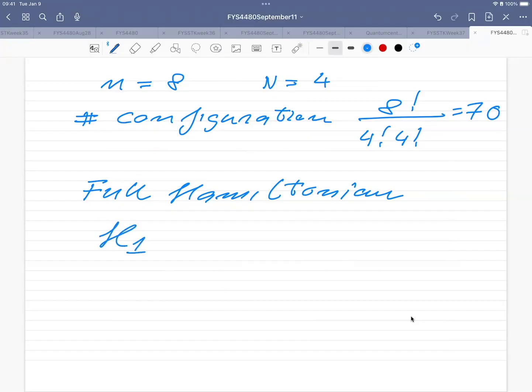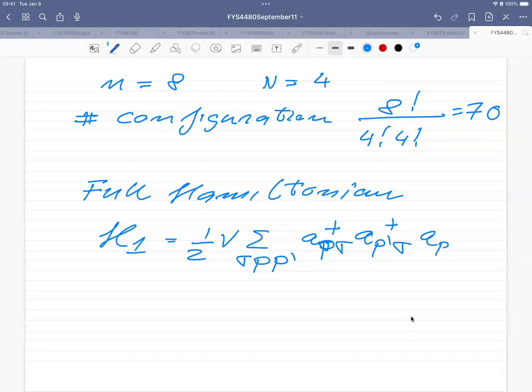My cheat sheet, so I remember what it looks like, because I never remember that on the fly. There is a term, constant V. It sums over the 2 possible values of sigma, but it sums also over p and p prime, a_p sigma dagger, a_p' sigma. So the spin has to stay the same. And here I have a_p' minus sigma dagger, and a_p minus sigma. What is this actually doing for us?